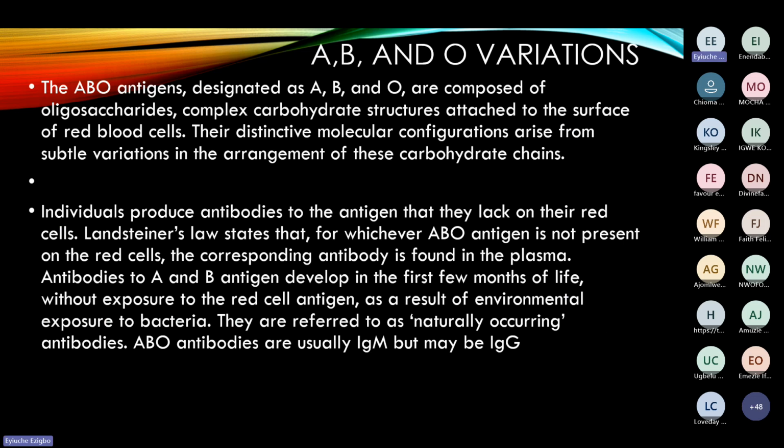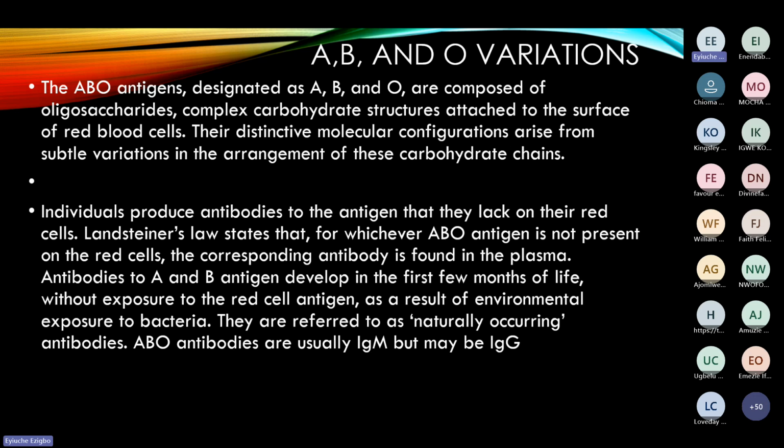So there are some things we need to understand about the ABO blood group antigens. Okay, the ABO blood group antigens are designated as A, B, and O. They are composed of oligosaccharides, that's complex carbohydrate structures attached to the surface of red cells. Their distinctive molecular configuration arises from subtle variations in the arrangement of these carbohydrate chains.